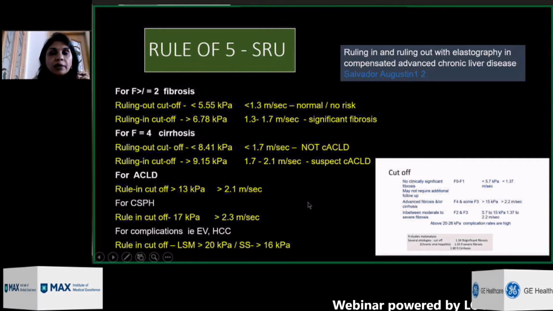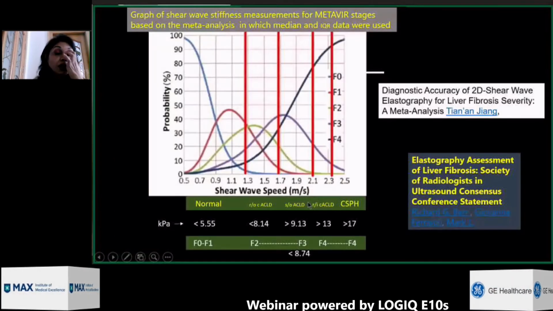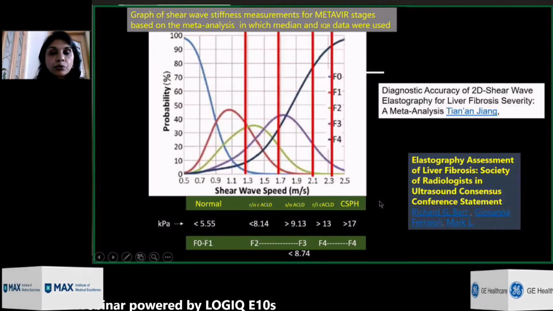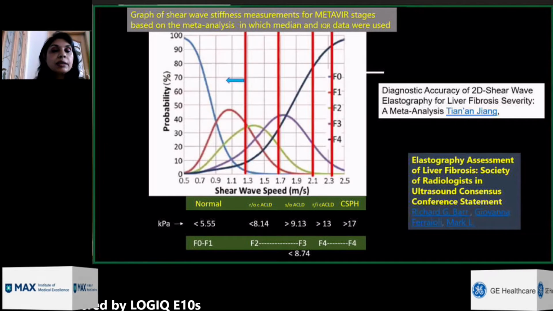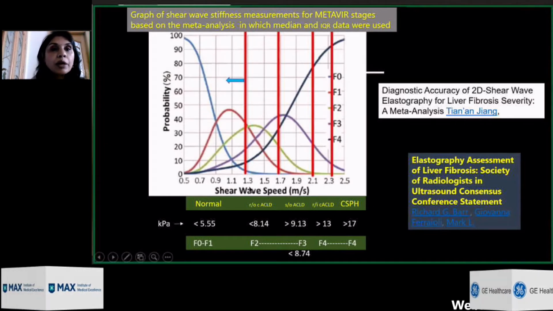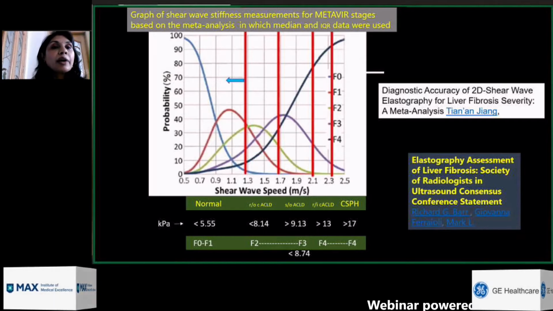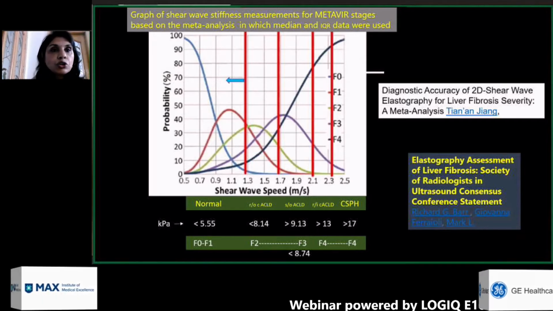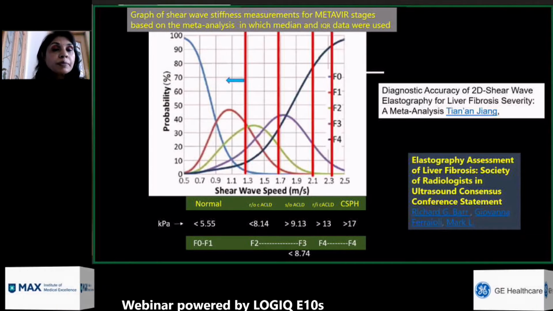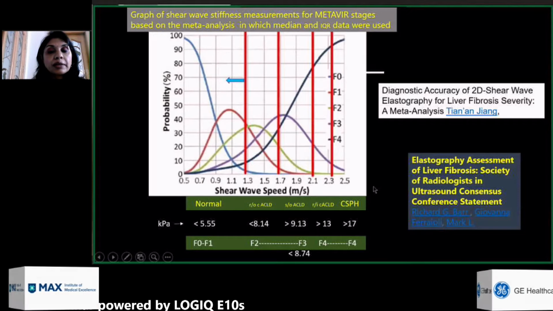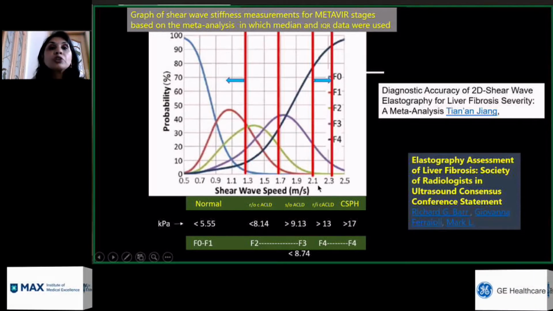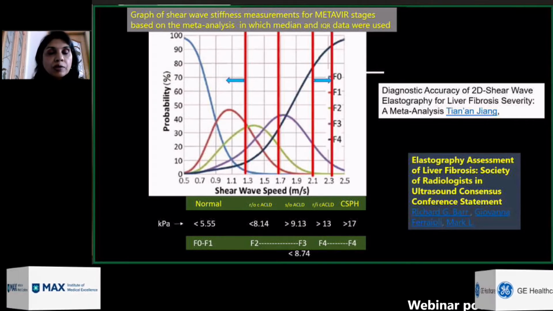So in order to make this even easier for you, here is this chart. Okay, so simple two values. What we are doing is, less than 1.3 meters per second, we are here talking F0 or F1 stage, which means that we do not really require additional follow-ups. And the next is greater than 2.1 meters per second, which requires different management and prioritization of therapy.